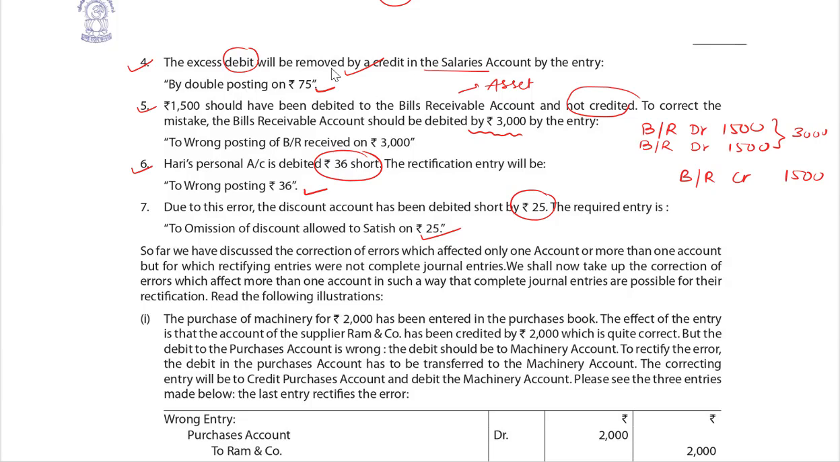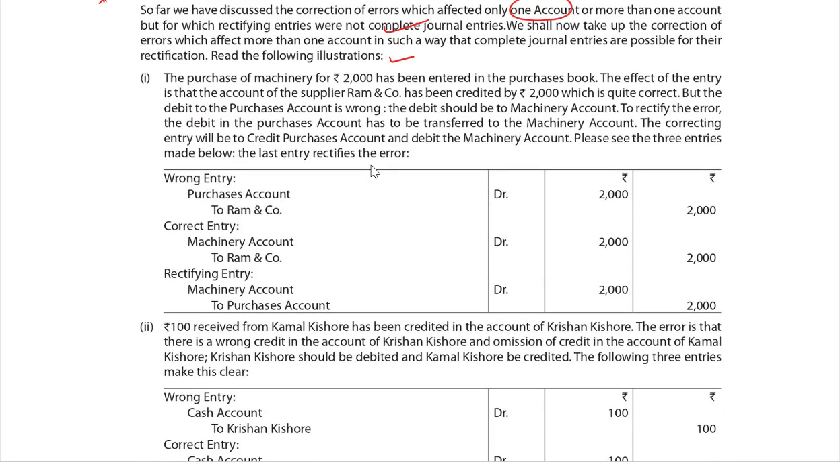So far we have discussed the correction of errors which affected only one account or more than one account, but for which rectifying entries were not complete journal entries. We shall now take up the correction of errors which affect more than one account in such a way that complete journal entries are possible for their rectification. Just read these illustrations. These are very crucial.